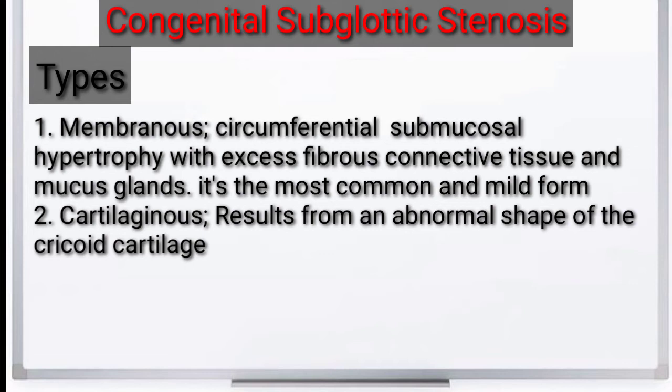The membranous congenital subglottic stenosis is the most common and mild form. It's the result of circumferential submucosal hypertrophy with excess fibrous connective tissue and mucous glands. Cartilaginous congenital subglottic stenosis results from an abnormal shape of the cricoid cartilage.